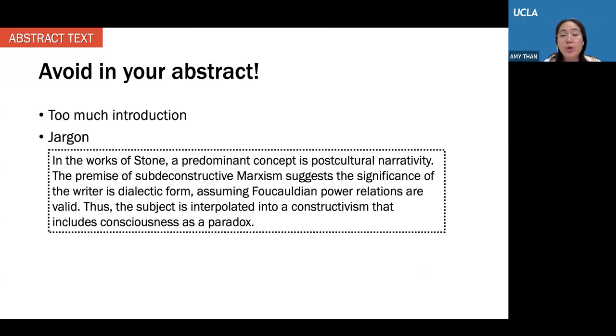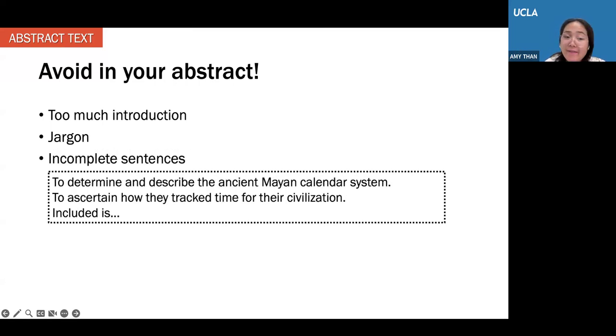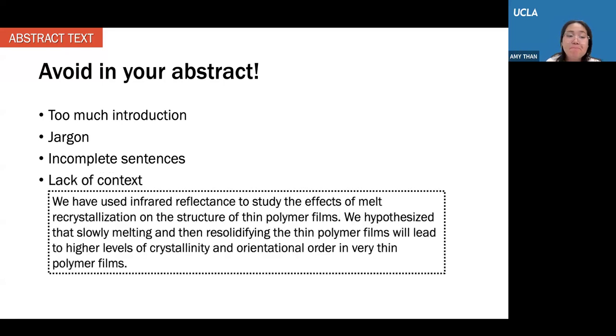You should also avoid using jargon. So, for example, words that are just too complex to the fault of the message that's being conveyed. For example, the predominant concept could have just been a main concept. Yeah, I think that's pretty straightforward. You shouldn't have any incomplete sentences, so make sure you have someone proofread just in case you miss it your first few times of writing it.